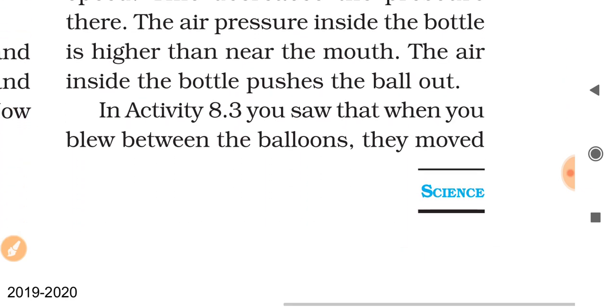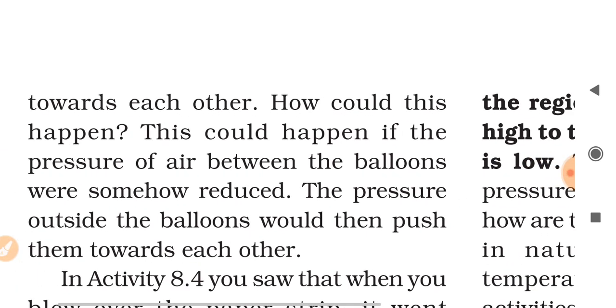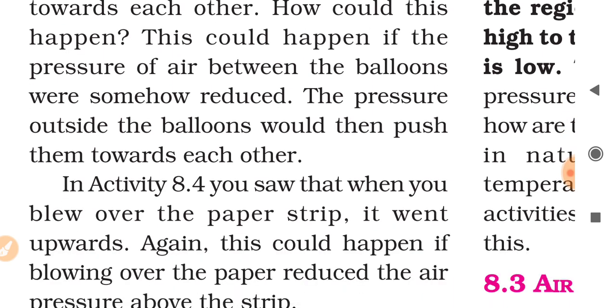And in activity 8.3 you saw that when you blew between the balloons they moved towards each other. How could this happen? This could happen if the pressure of air between the balloons were somehow reduced. The pressure outside the balloons would then push them towards each other. Okay, so you can understand them. It is all about the increasing or decreasing pressure of air.